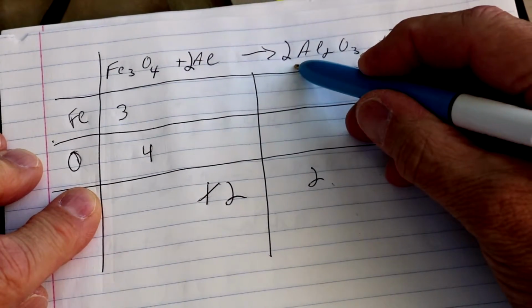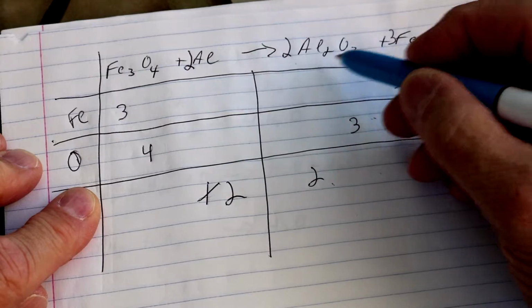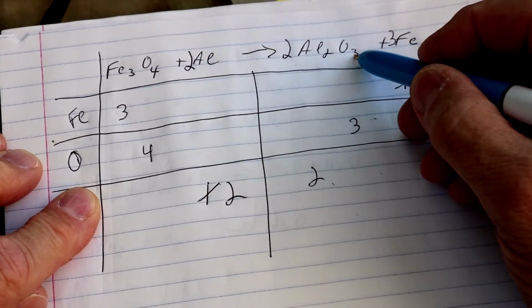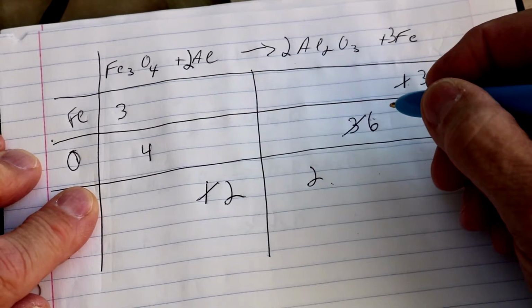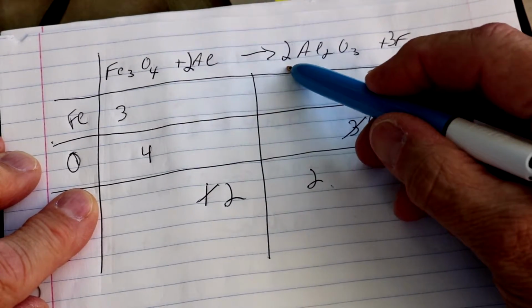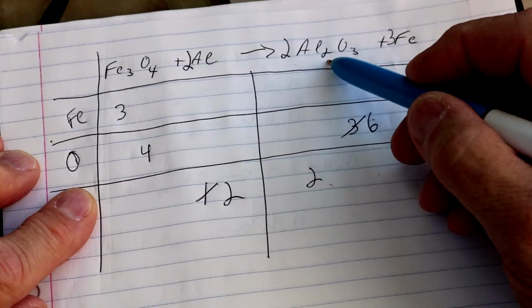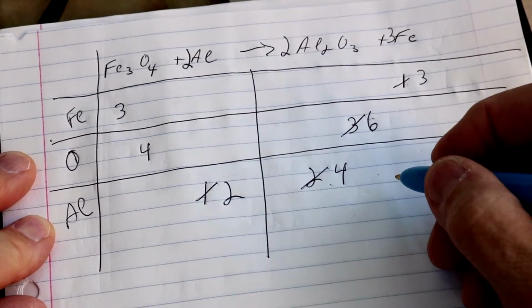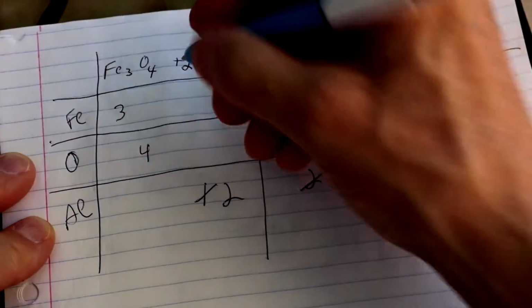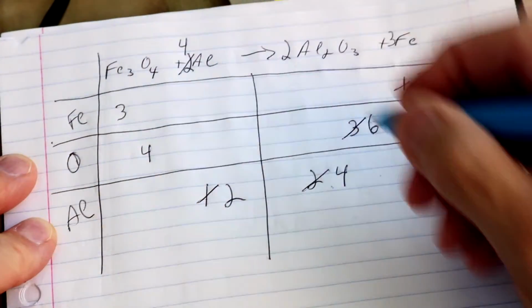That means you have 2 Al2O3s. So that multiplies these oxygens by 2. So instead of 3 oxygens, you now have 6 oxygens. And aluminums, you have 2 Al2s, so that means you have 4 aluminums. Alright, so we can fix the aluminum pretty quickly just by making that 2 a 4.